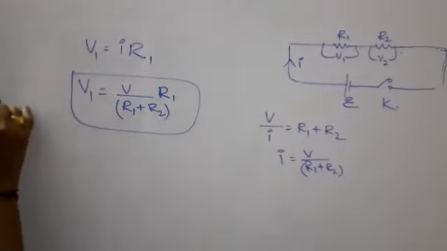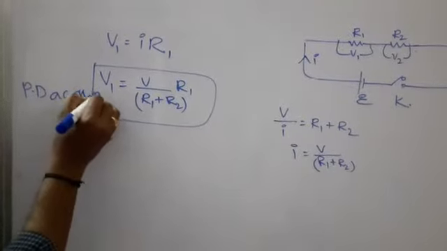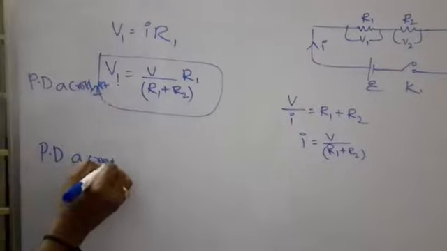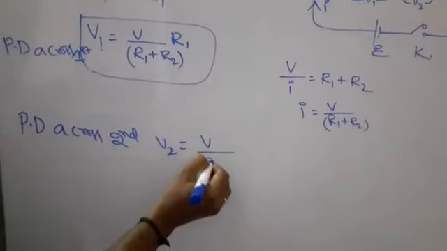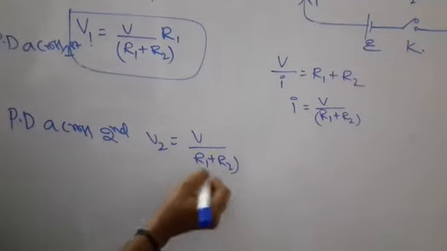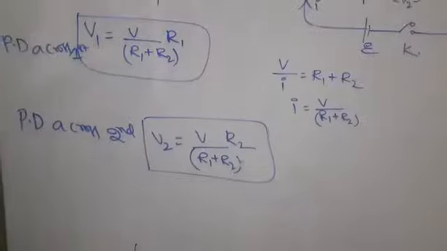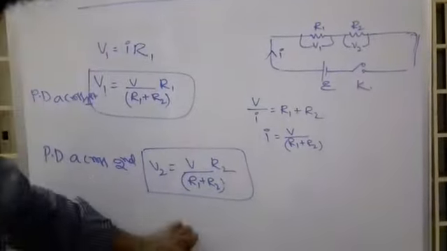This is the potential difference across the first resistor. The potential difference across the second resistor, V2, is equal to V by R1 plus R2, into R2. This is the potential difference across the second resistor in the case of two resistors.